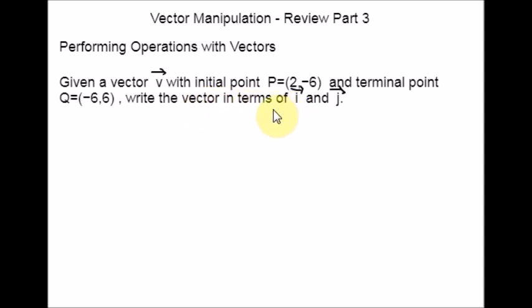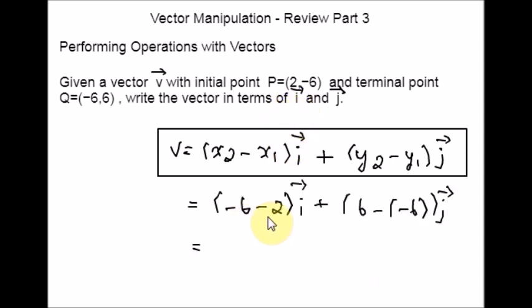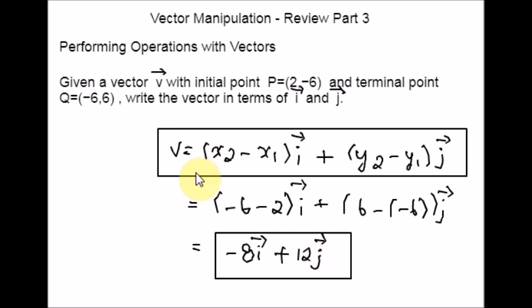Let's begin by writing the general form of the vector, which we just discussed, and then we can replace the coordinates with the given values. So this is the general form. Let this be x1, and you can just plug in these values: x2, y2, x1, y1. So by plugging in, I get negative 6 minus 2, and 6 minus negative 6. So negative 8i plus 12j. Hope you're clear with this example.